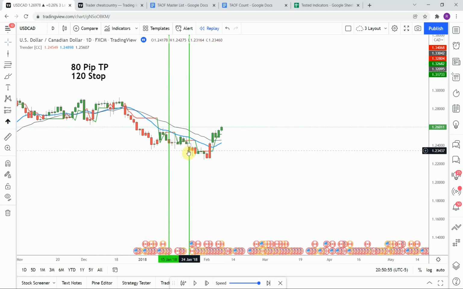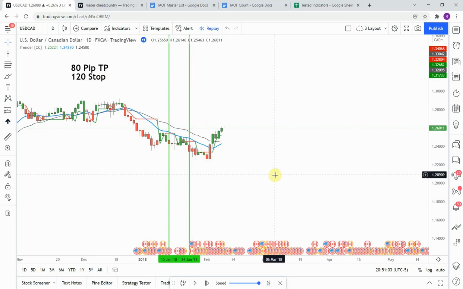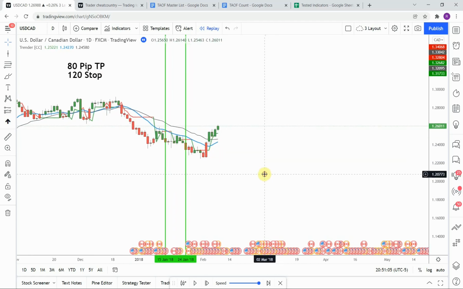And on that same candle that we got to take profit, the close of that candle gave us another short opportunity where price slowly made its way down and hit the take profit once again. Let's go ahead and continue on.